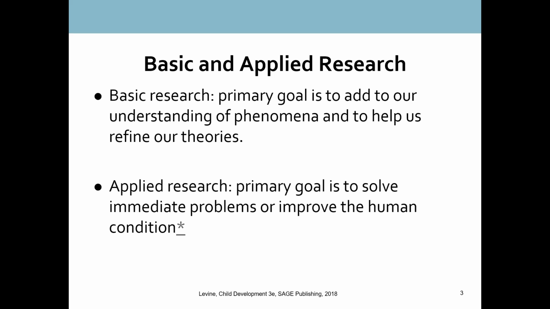In applied research, you have a very different goal. You want to solve immediate problems or improve the human condition. So applied researchers have a subject population in mind, and they're doing research in order to try to improve conditions for certain populations. And applied researchers may often use the results from basic research. So basic researchers are discovering things about human thinking and behavior, and often the applied researchers are applying those results to help others.